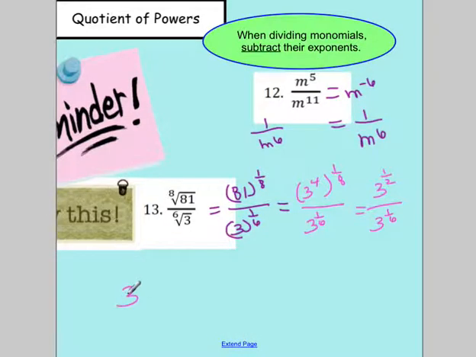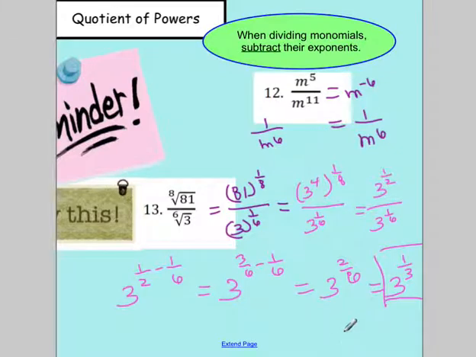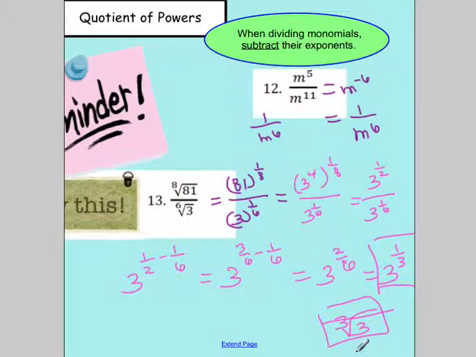So what I'm going to have is 3 to the 1/2 minus 1/6. I would get a common denominator, so it would be 3 to the 3 over 6 minus 1 over 6, which would give me 3 to the 2/6. And 2 over 6 reduces to 3 to the 1/3. So I could leave it written like that, or I could also write it as the cubed root of 3. Either answer would be good.